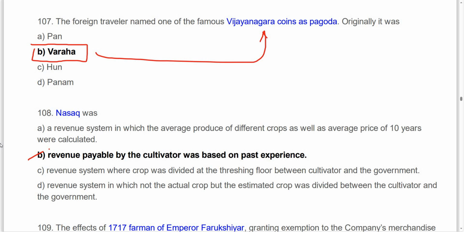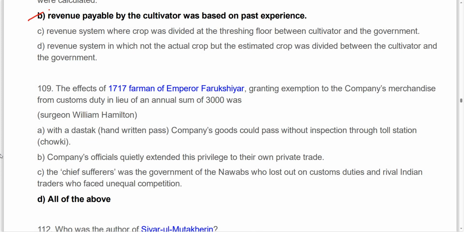Okay, so revenue payable by the cultivators was based on the past experience of the Nashak. Moving on to the next question, the effect of the 1717 Farman of Emperor Farrukhsiyar granting exemption to the company's merchandise from custom duties in lieu of an annual sum of 3,000 was all of the above.